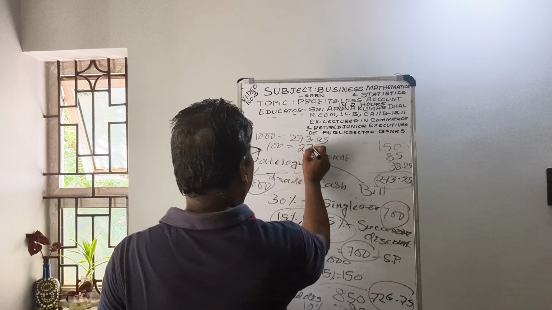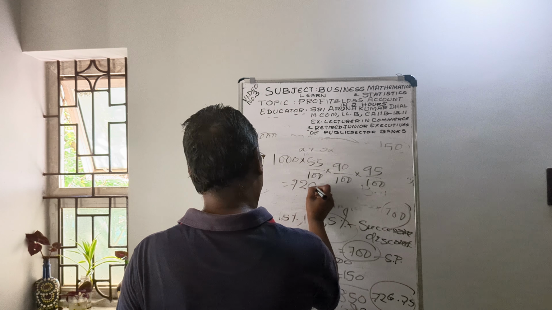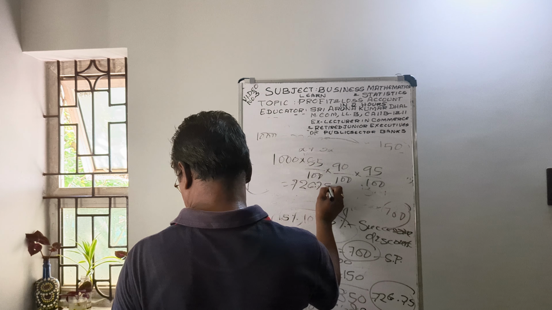So you can calculate in another way. Suppose there are three discounts, you can calculate like this. Suppose 1,000 is the cost price of the article, you can calculate 1,000 into 85% into 90% into 95%. You get the same, 726.75. Accordingly, you have to solve your problem.